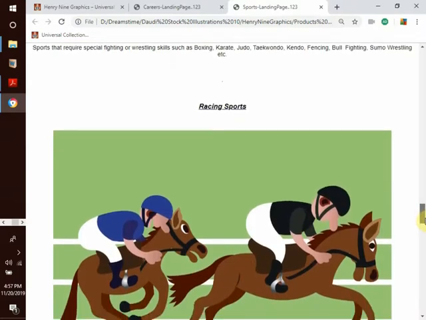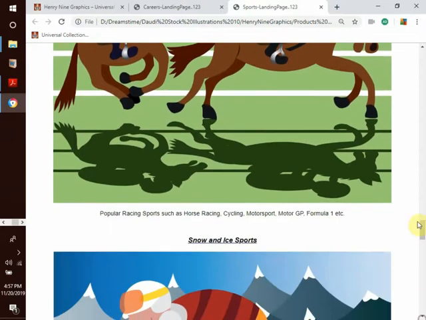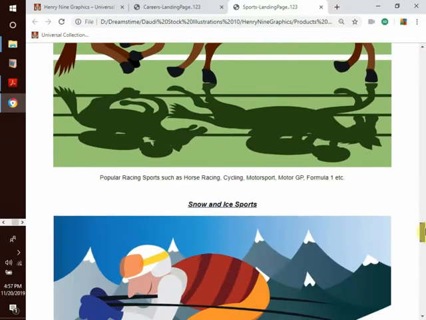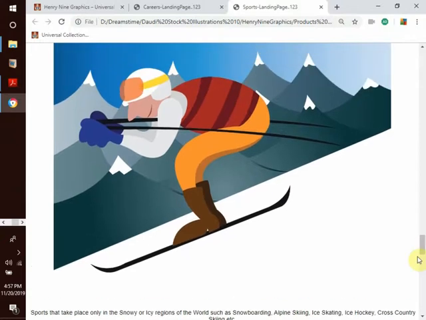We have racing sports. These are popular racing sports such as horse racing, cycling, motorsport, MotoGP, the Formula One, and so much more. We have snow and ice sports, the sports that take place only in the snowy or icy regions of the world, such as snowboarding, alpine skiing, ice skating, ice hockey, cross country skiing, and so much more.